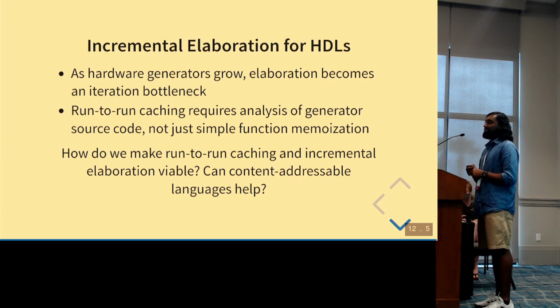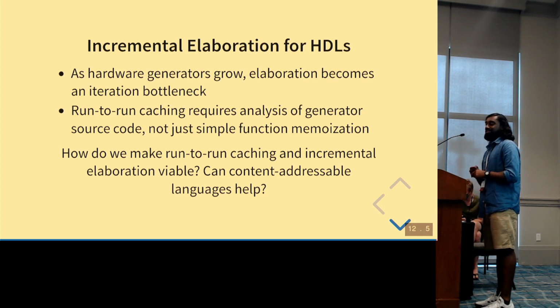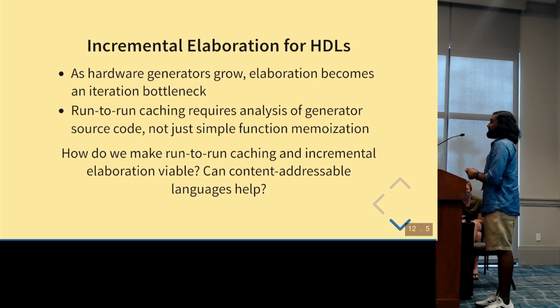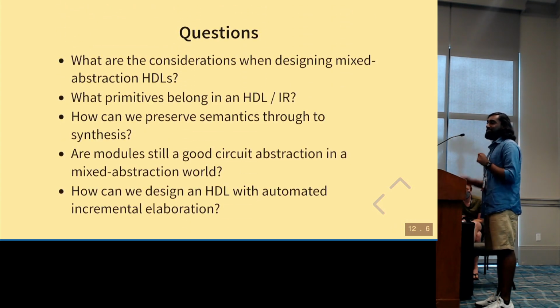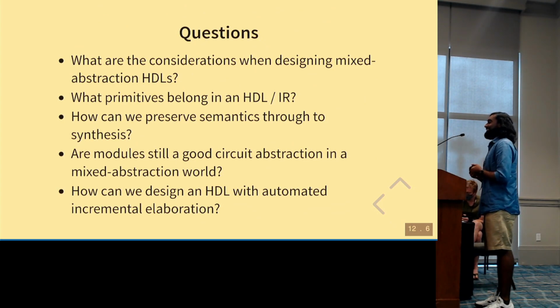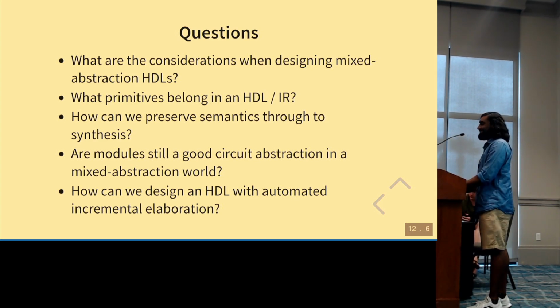I think content-addressable languages like Unison provide one potential answer in this direction. Can we potentially use term-level analysis and hashing in order to determine when a particular term has changed and when we have to invalidate its cache for the next run? So this is a summary of all the questions I talked about in this talk, and I'd love to discuss them with all of you coming up soon. So thanks.